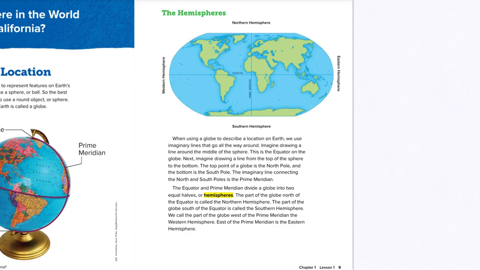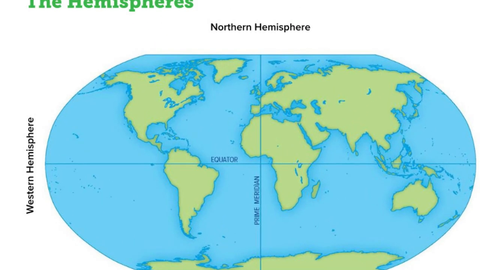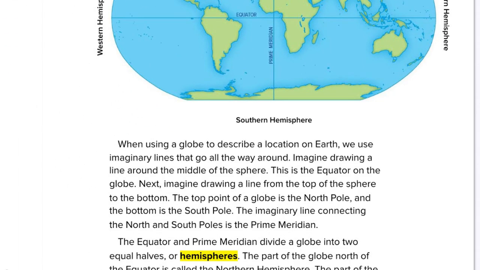The hemispheres. Here we have a map of the Earth. We have the prime meridian, so that splits the map of the Earth right down the middle, going up and down, longitudinally, and then the equator, going side to side, latitude. Let's take a look at this.